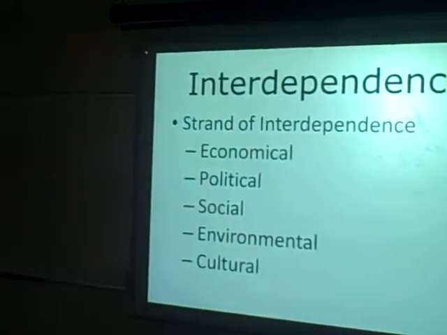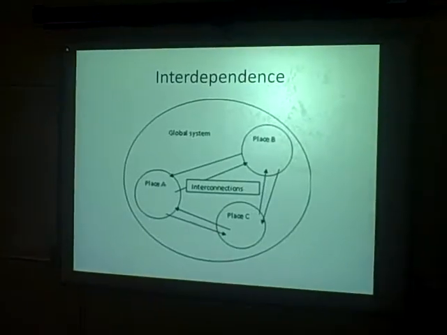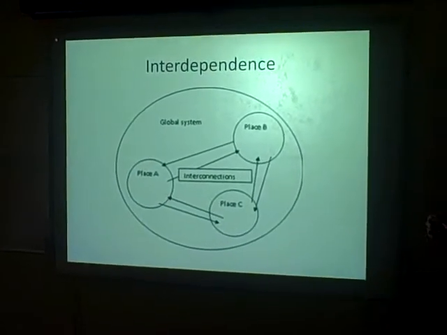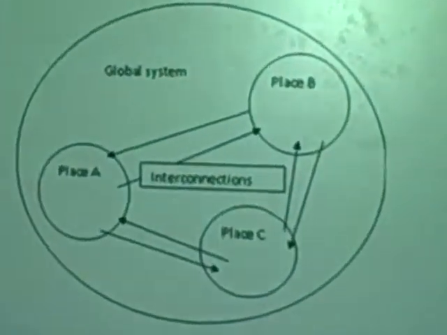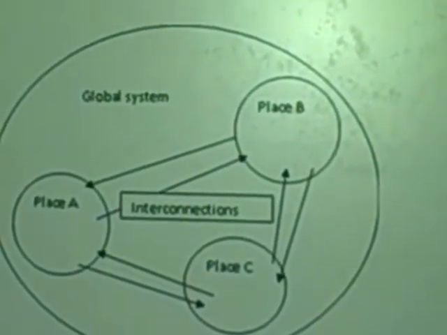Today we're going to talk to you about the environmental strand of interdependence. Now Josh is going to talk to you about this strand and we're going to show you how a global network of systems, the weather system, hurricanes affect different countries across the world using Africa, America and Europe as a case study. I'll now pass you over to Josh.